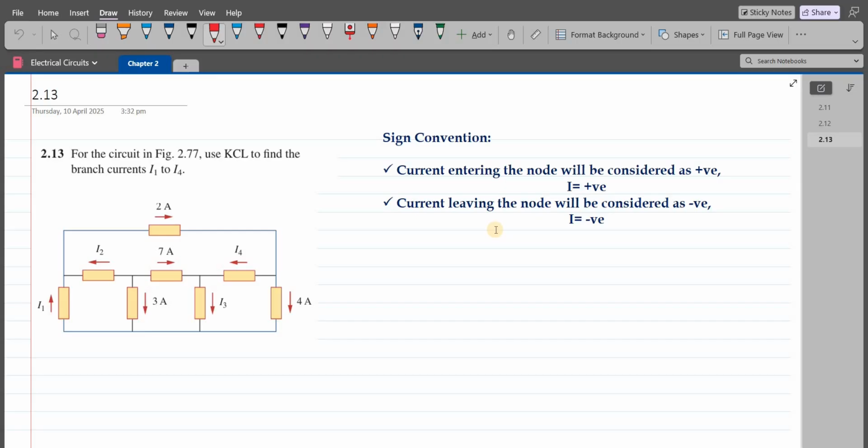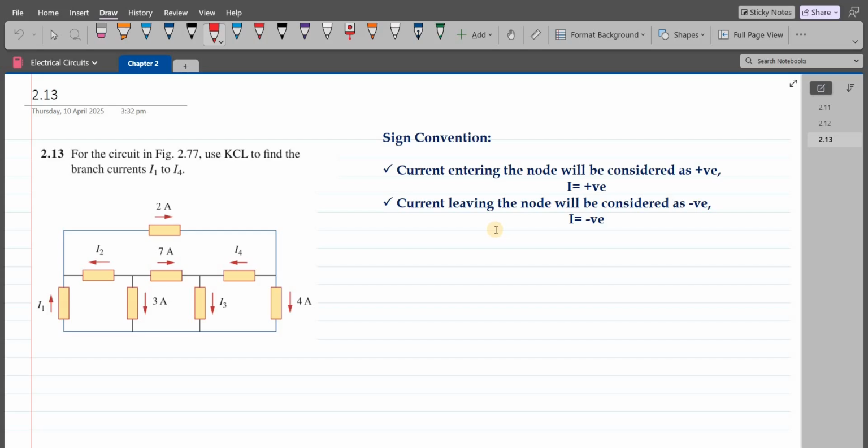In this video, we will solve the problem 2.13 from Alexander and Sadiku Fundamentals of Electric Circuits 5th edition. According to this problem, for the circuit in figure 2.77, use KCL to find the branch currents I1 to I4. So we have to use the Kirchhoff's Current Law, also known as KCL in short.